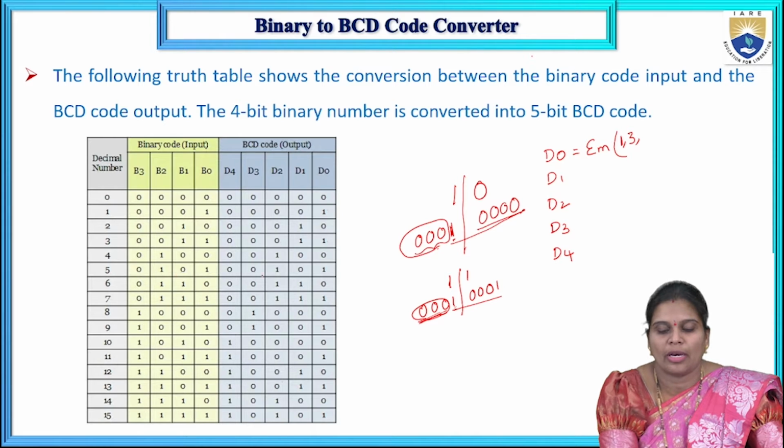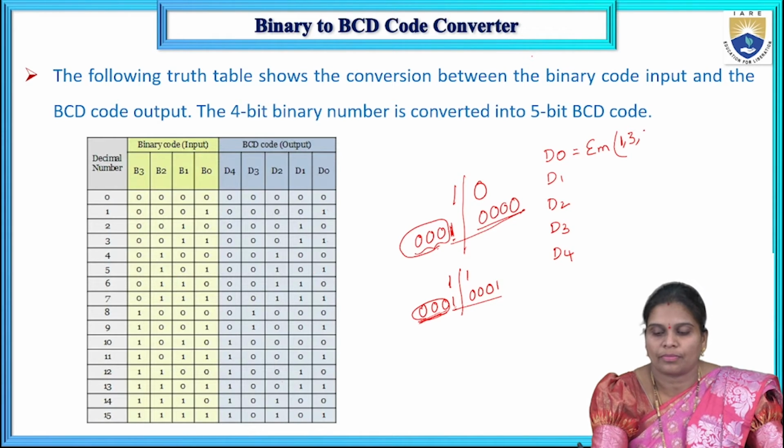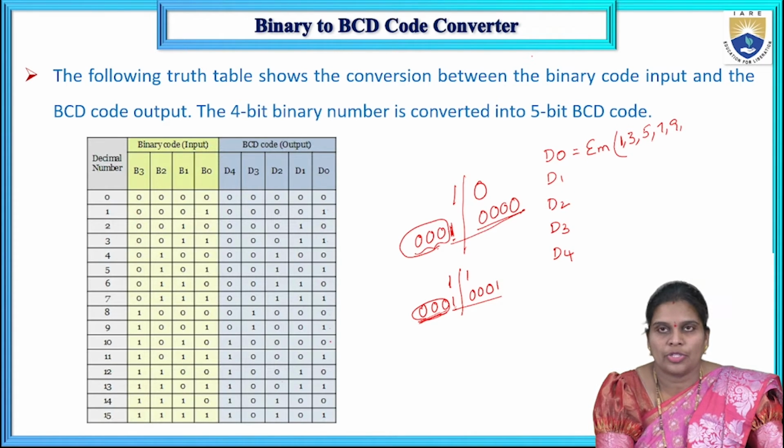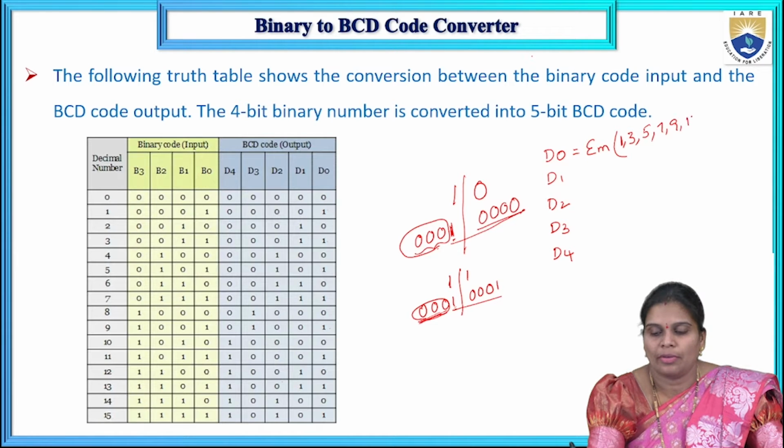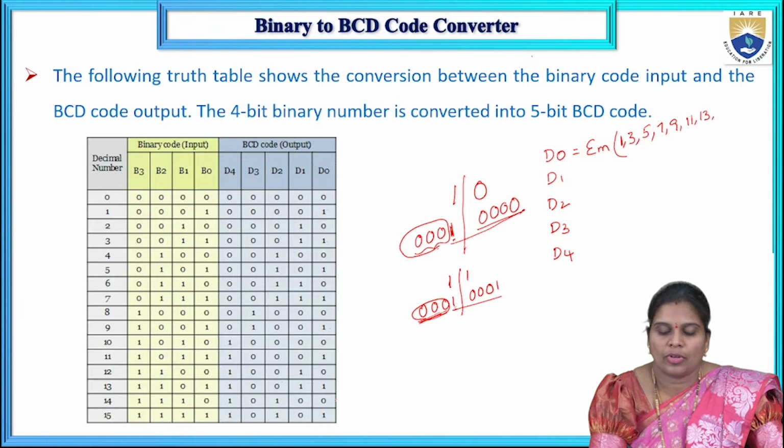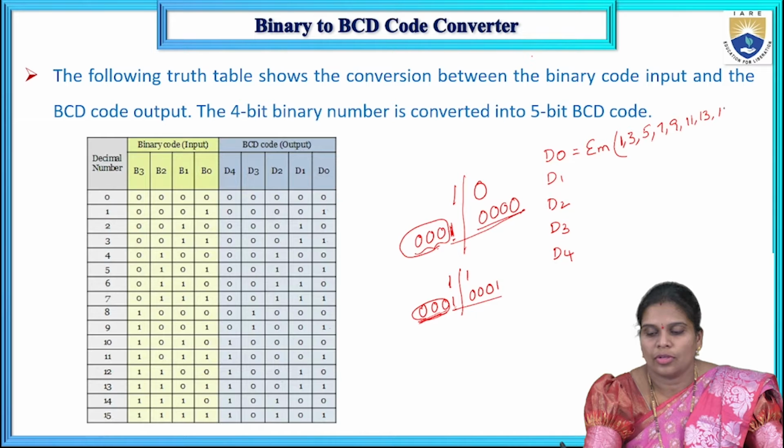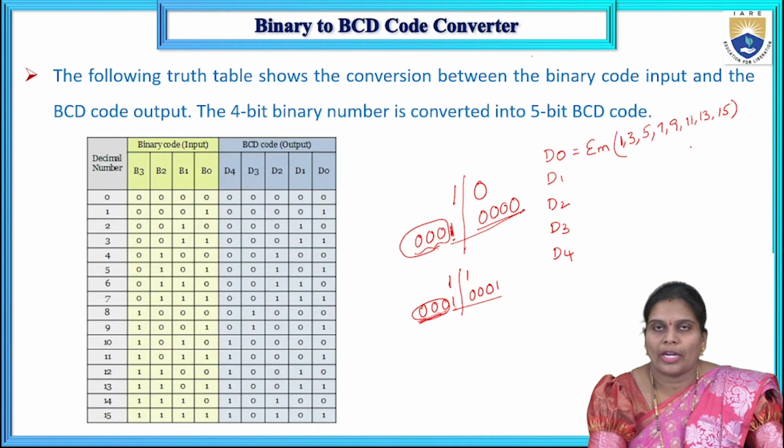For this decimal number 5, the value is 1. For 6, 0. For 7, 1. 8, 0. 9, 1. For this 10, 0. No need to take the 0 values; in the SOP form, we consider only the 1s. Next, 11. We didn't consider 12. Next, 13. 14 is not considered. Next one is 15. Now I want to write the Boolean expression based on this using the K-map.